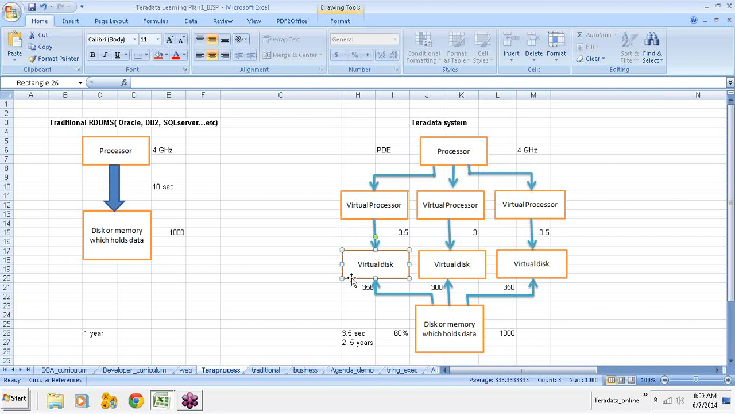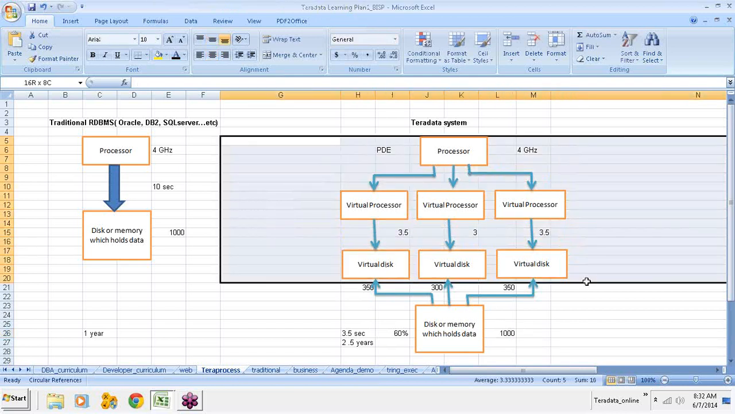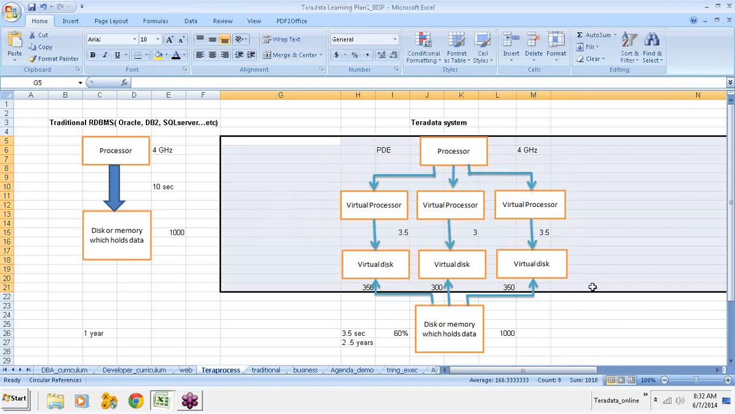This mechanism of the architecture is called shared nothing architecture, as it is not sharing anything from any of the other virtual disks, and it is not dependent on any of the other virtual processors. Now, what is the time taken to process these 1,000 records with this Teradata machine of 3 virtual processors and 3 virtual disks?